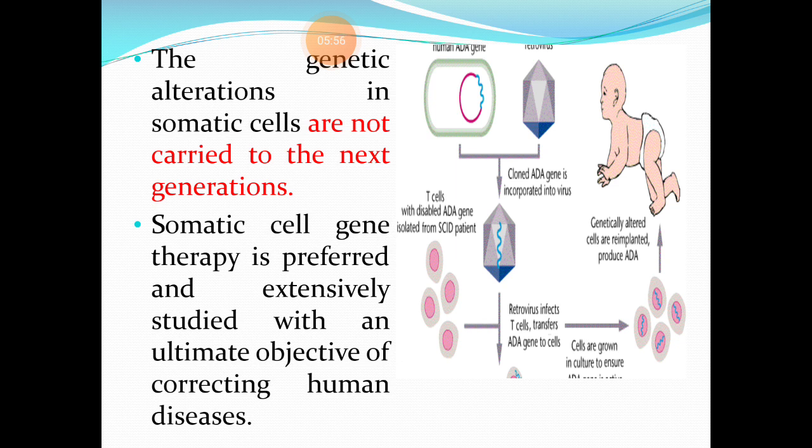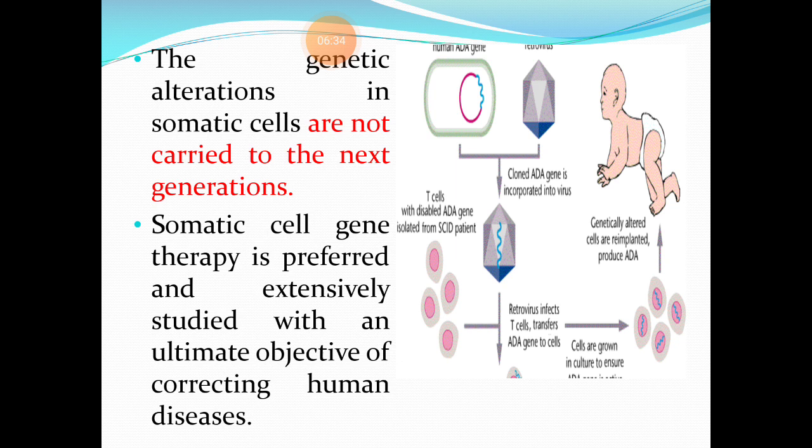this good gene, functional ADA gene, can always be cloned into a virus. Okay. So that you will get a cloned ADA gene which is incorporated into the virus, and then this viral vector can be treated with disabled T cells which are disabled with ADA gene isolated from the SCID patient. Okay, the patients will have their T cells.